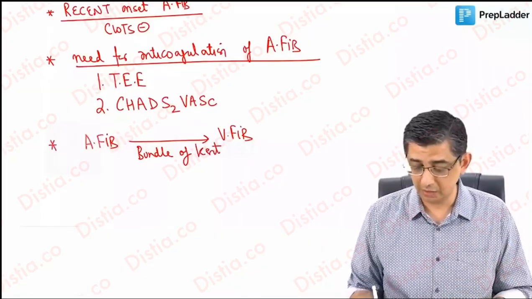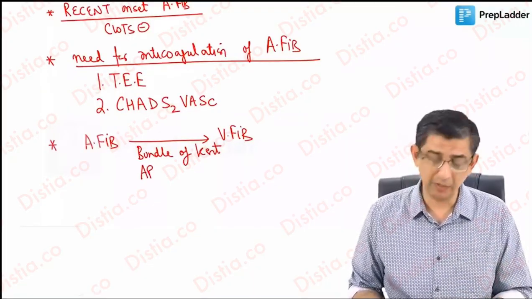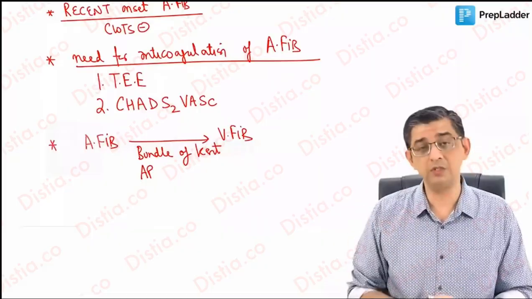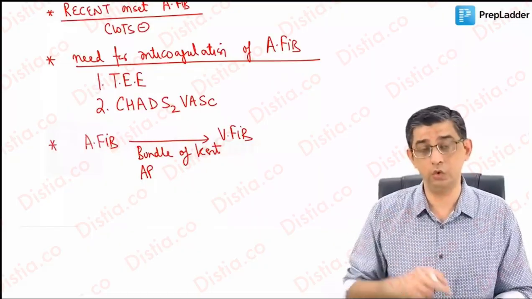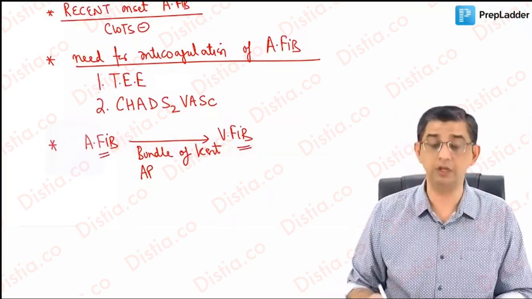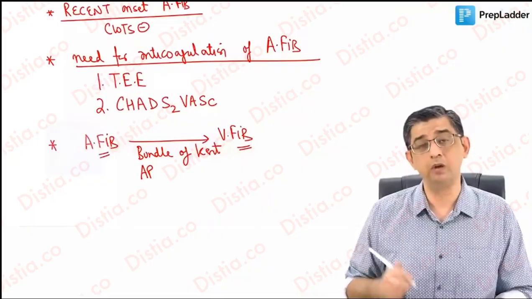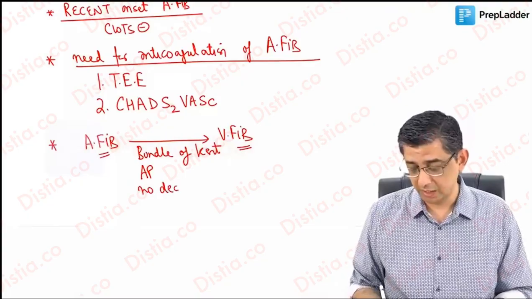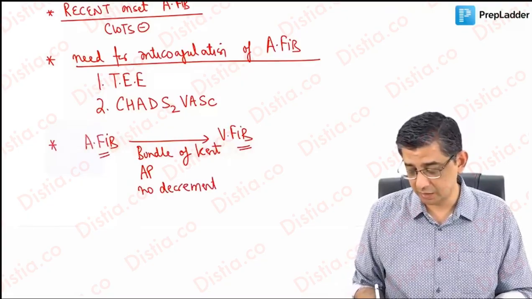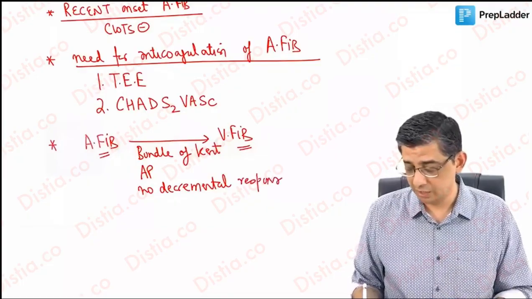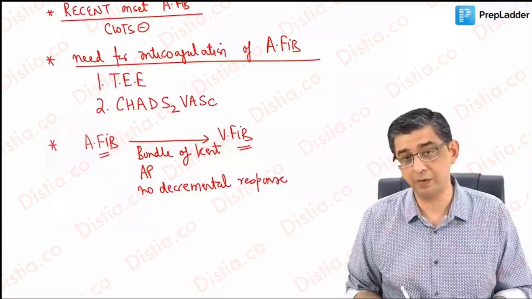But whenever there is a bundle of Kent, whenever there is an accessory pathway, the accessory pathway does not have any decremental property. So all the impulses can go down. So the only scenario where atrial fibrillation can degenerate into ventricular fibrillation is what I've just told you. Bundle of Kent present in a patient, there is an accessory pathway present. The accessory pathway does not have any braking properties. It does not have any decremental response per se, which explains the sudden deterioration developing in the person.